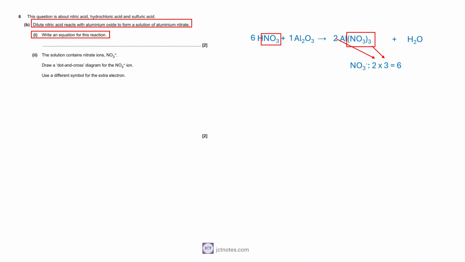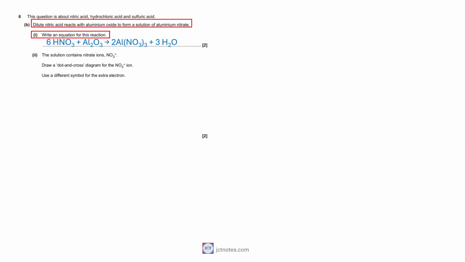Finally, check the hydrogen and oxygen atoms. The 6 nitric acid molecules provide 6 hydrogen atoms. Together with the remaining oxygen atoms, these form 3 water molecules. The balanced equation is 6 molecules of nitric acid react with 1 formula unit of aluminium oxide to produce 2 formula units of aluminium nitrate and 3 molecules of water.